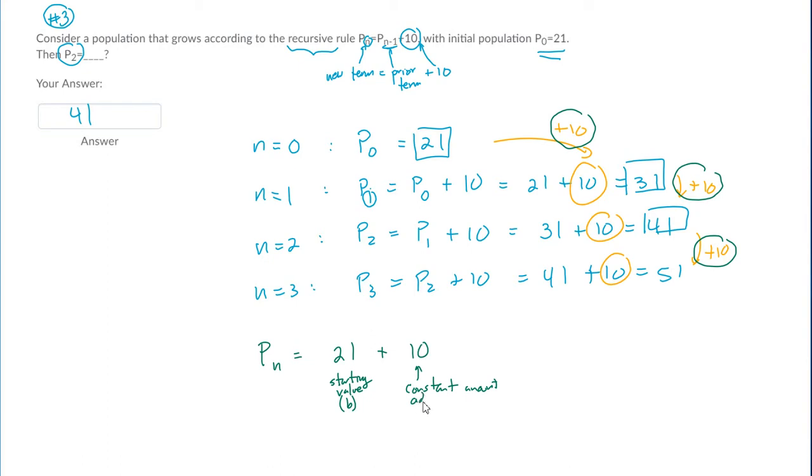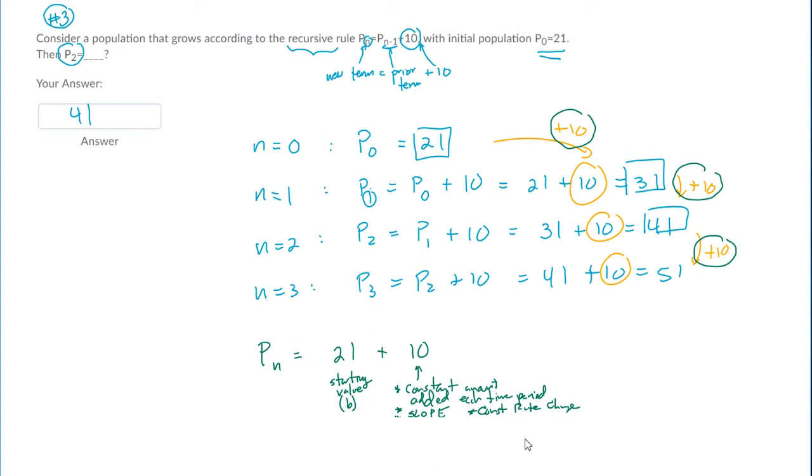Constant amount added each time period, which is years in this case. Another name for that is, we can also call that the slope. That's also called the slope, or it's also called the constant rate of change. You'll see all these descriptions of it.